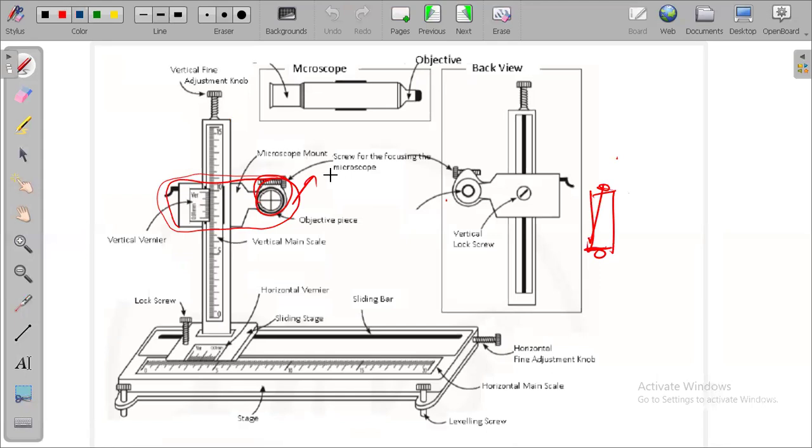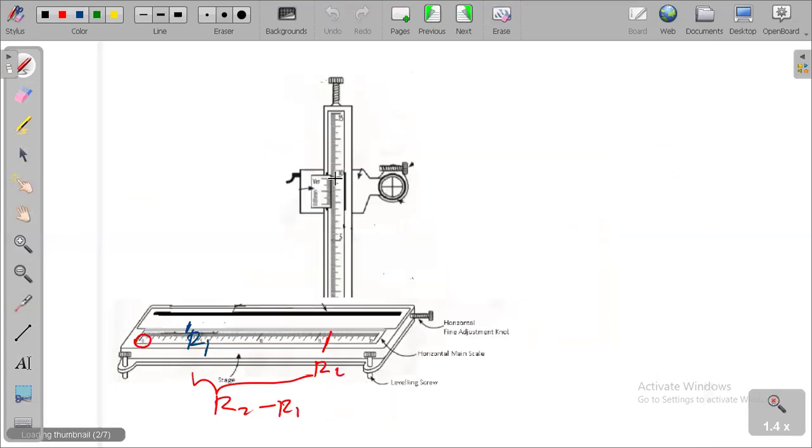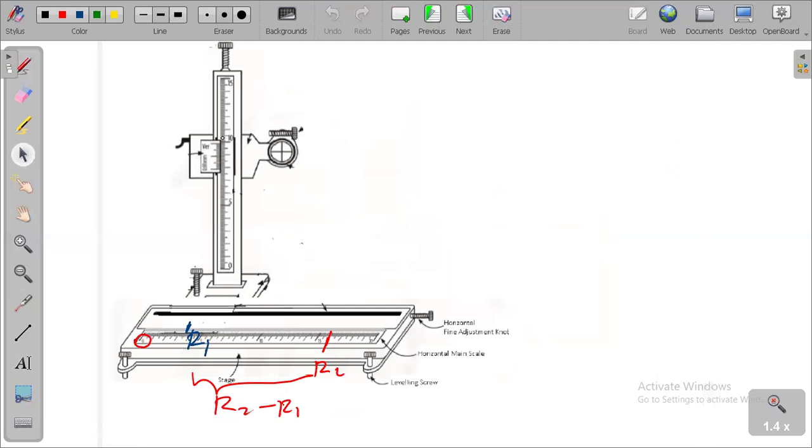Okay, then the traveling microscope, it is a microscope. If the image is really blurry, you may have to focus it exactly how it may appear. So the adjustment is done using this knob and this sliding bar.